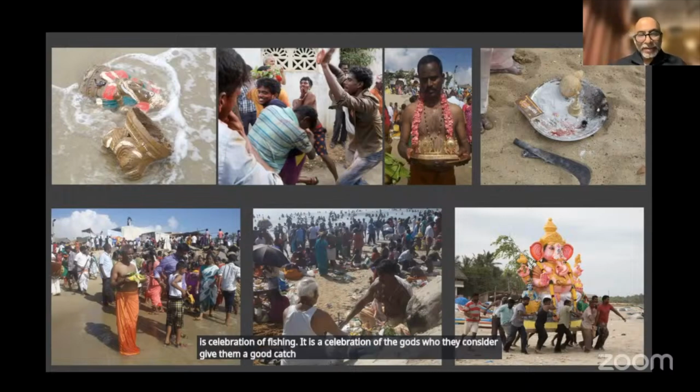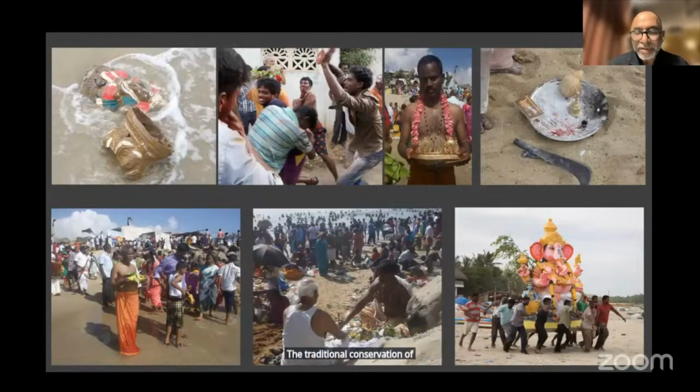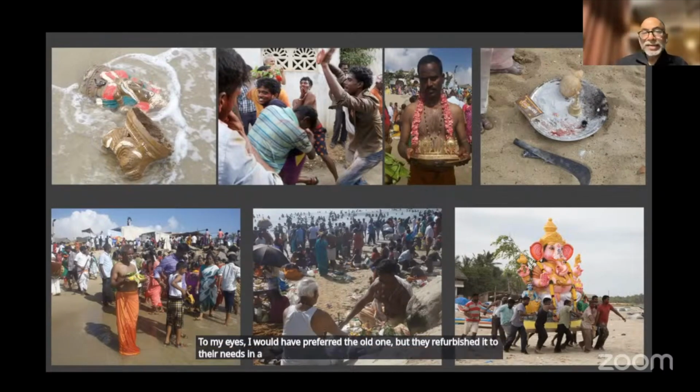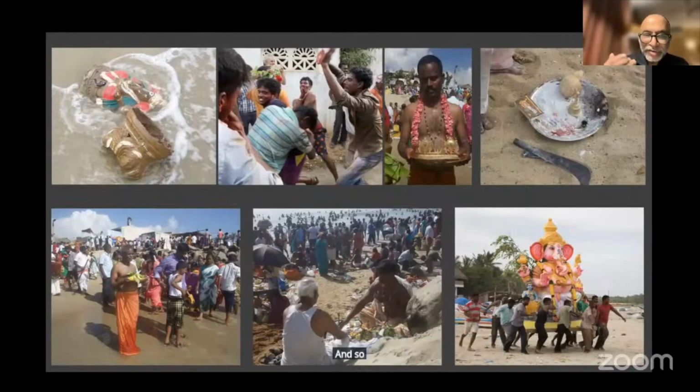And it is really when they are guided by these ideas. They have a local temple which they preserve, they keep, and of course, it's not like the traditional conservation of what a local temple would have been. They have refurbished it. To my eyes, I would have preferred the old one, but they have refurbished it to their needs in a sense. And these are annual festivals which take place in February every year. And so these are living traditions of nature culture integrations.